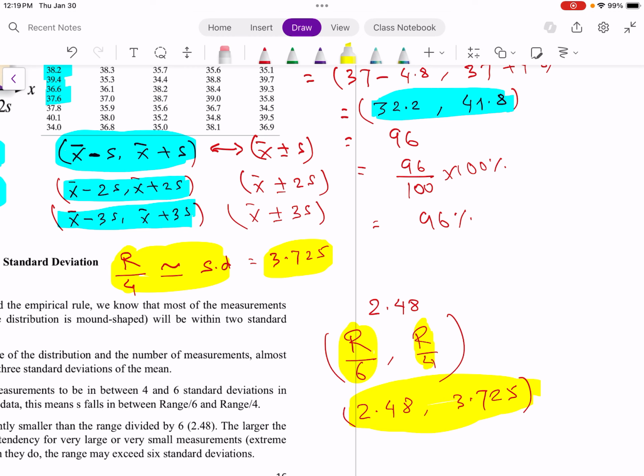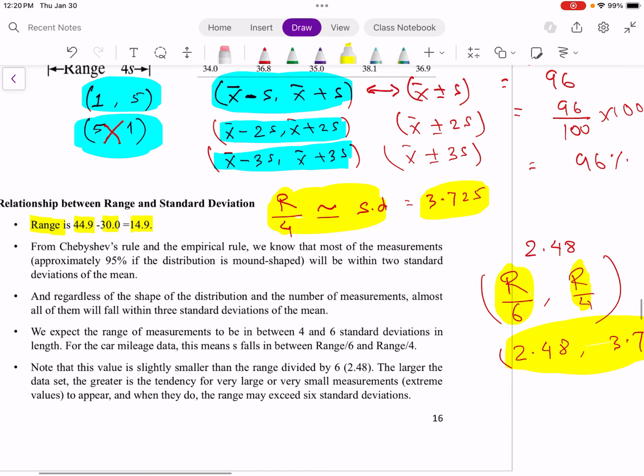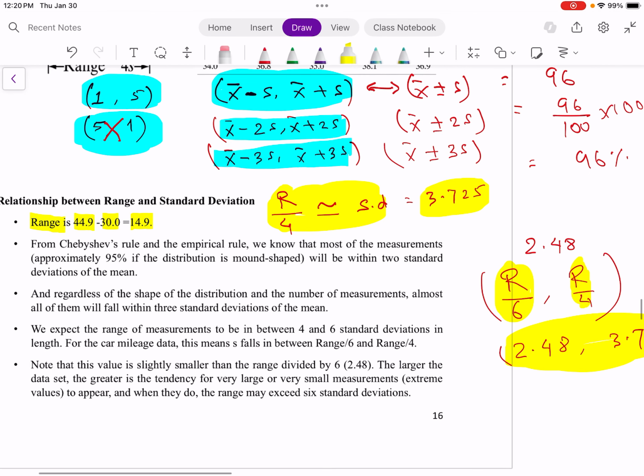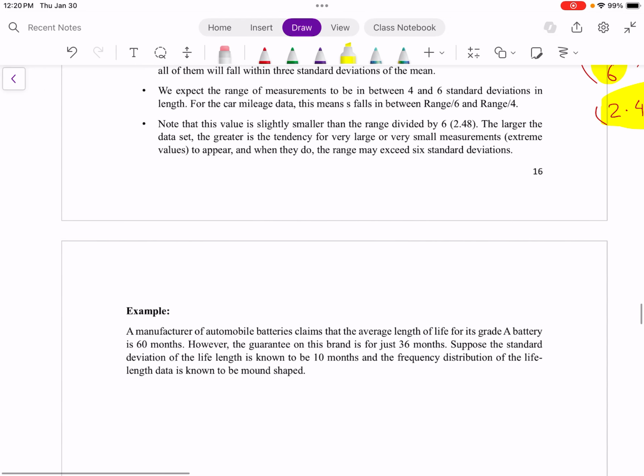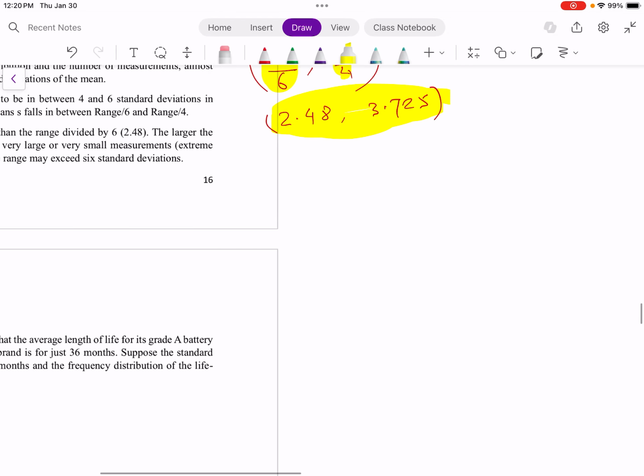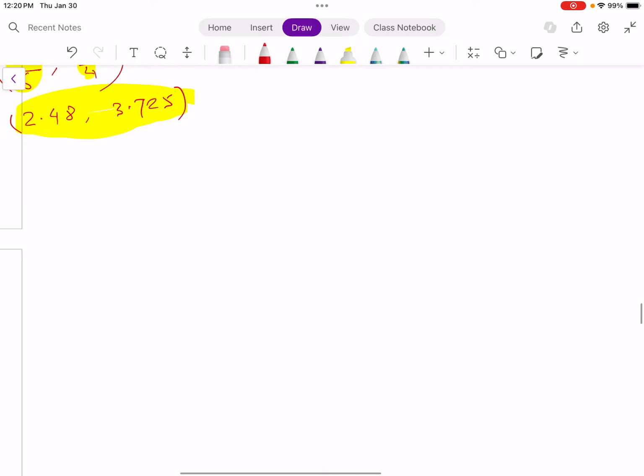But the general rule is that we divide range by 4 to get a close approximation of the standard deviation. That's what I want to add here. And I think with this information, you should be able to solve part D of your class activity. So you're going to need this concept. Now, one more. Let me make a revision here.